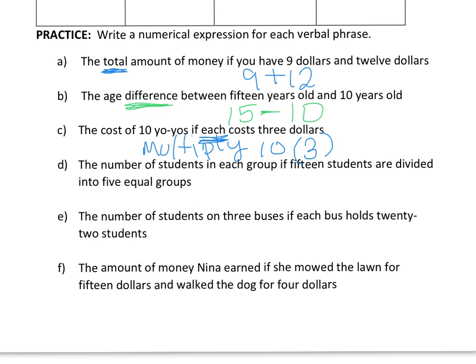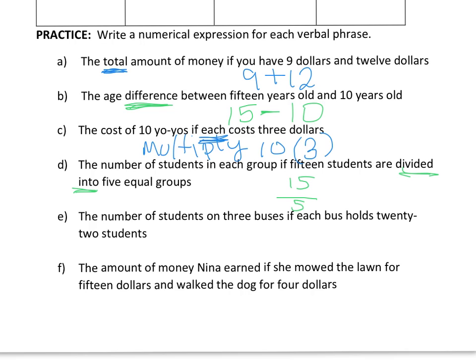Then in letter D, we have the number of students in each group if 15 students are divided into 5 equal groups. So the key word here is divided into. And that means that we would take the amount of students, 15, and divide them into 5 equal groups. So 15 divided by 5.